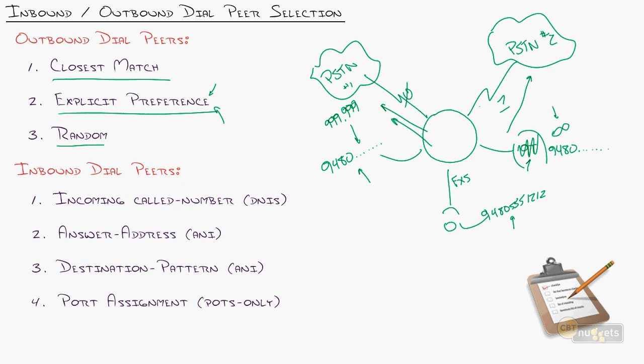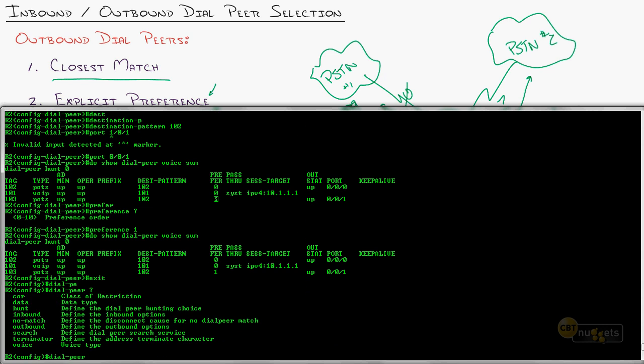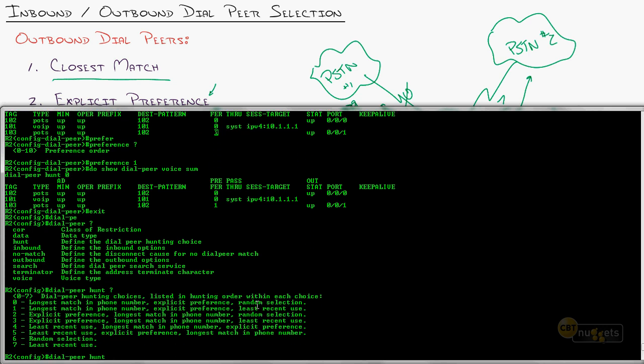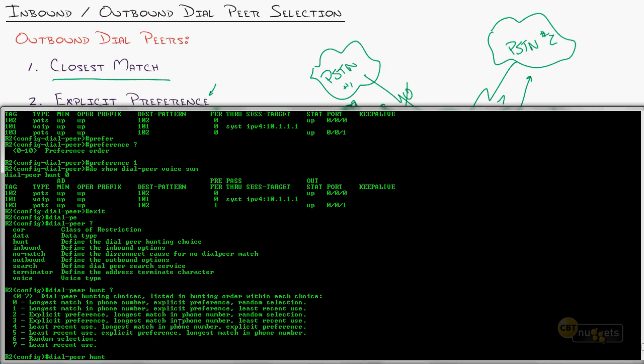Truth is, it's going to try and do kind of a little round robin-y sort of thing. But you can change this. Most people don't, but you can. I could go in and do dial peer. One of the options is hunt. And by default, 0 is what it uses. Longest match and phone number, explicit preference, and then random selection. But I could also change. I could say explicit preference and then least recent use. Maybe I want to do kind of a little load balancing that way.